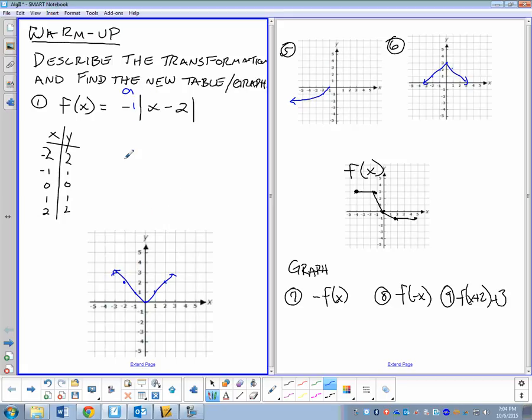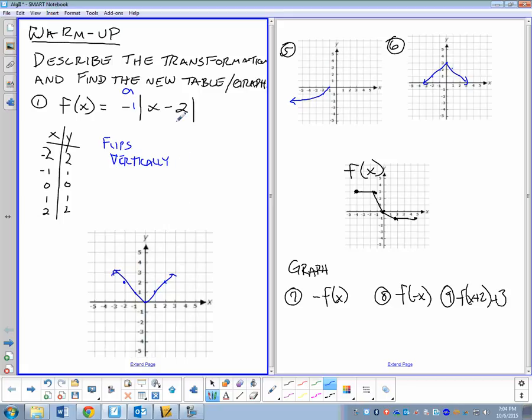So we need to know what A does to my graph. And A, we talked about last time, if it's negative, flips my graph vertically. So an A value of -1 flips my graph vertically, meaning it's going to take whatever is above the x-axis and put it below the x-axis.